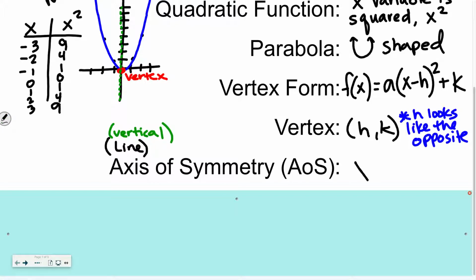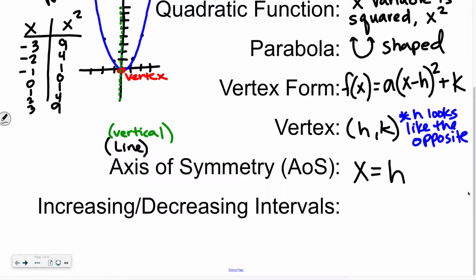Vertical lines are always x equals a number. In this case, it's always going to pass through the vertex, so that's going to be x equals h. So if you can identify your vertex, (h, k), you immediately know your axis of symmetry is x equals h, whatever the x-coordinate of your vertex is.